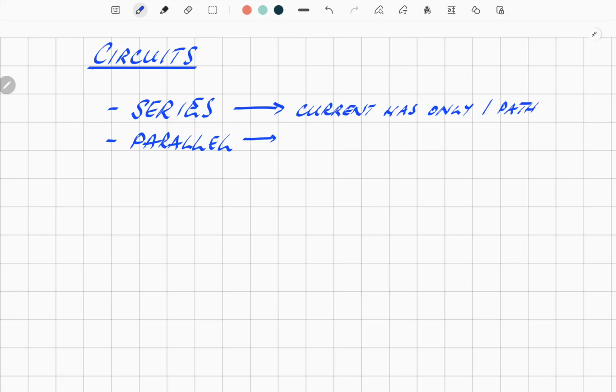And in parallel, current has multiple paths, more than one in any case. And that actually changes the entire behavior of the circuit. All right? So let's start with series.